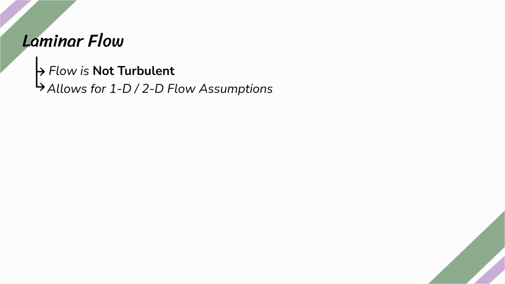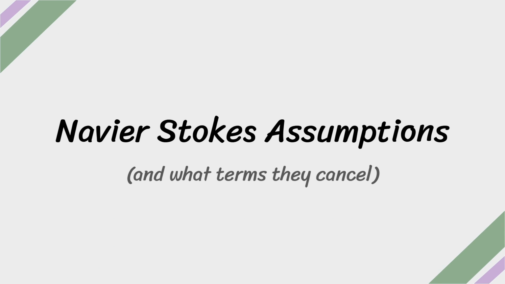Okay, and finally, I just wanted to leave a little comment about laminar flow at the end. Laminar flow assumption itself doesn't actually cancel any terms in the Navier-Stokes equations, but it does tell you that the flow is not turbulent, which basically means that laminar flow allows you to assume 1D or 2D flow. So basically, the 1D and 2D flow assumptions are only really possible if you have laminar flow. Okay, that was the last assumption that I had on this list.